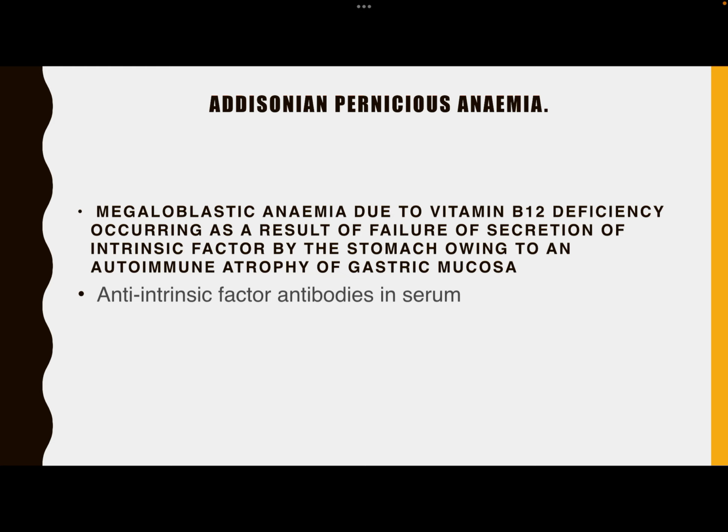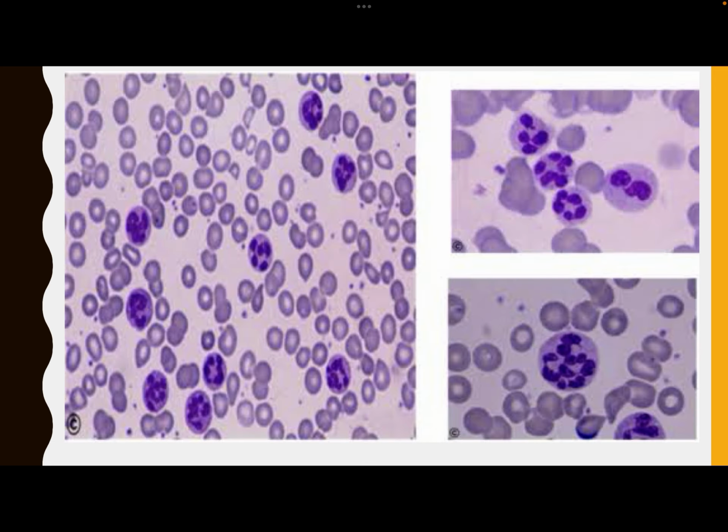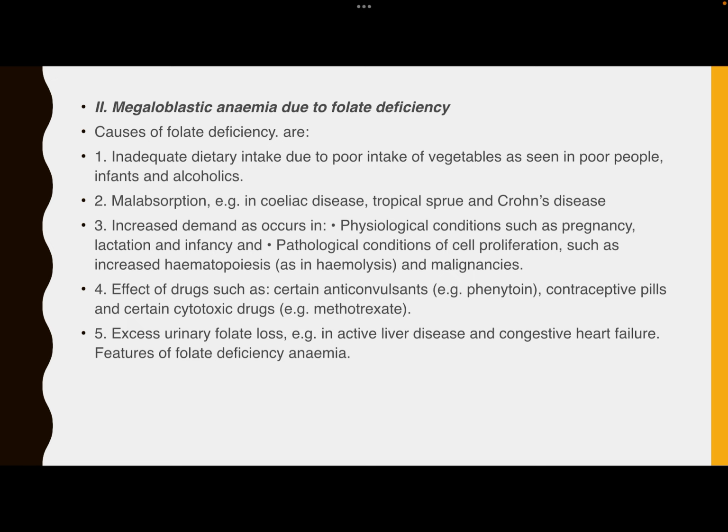Addisonian pernicious anemia is the megaloblastic anemia due to vitamin B12 deficiency occurring as a result of failure of secretion of intrinsic factor by the stomach owing to an autoimmune atrophy of gastric mucosa. Anti-intrinsic factor antibodies will be present in the serum. You can see the blood picture. You can see the nucleated megaloblasts present in the blood picture. And megaloblastic anemia due to folate deficiency.